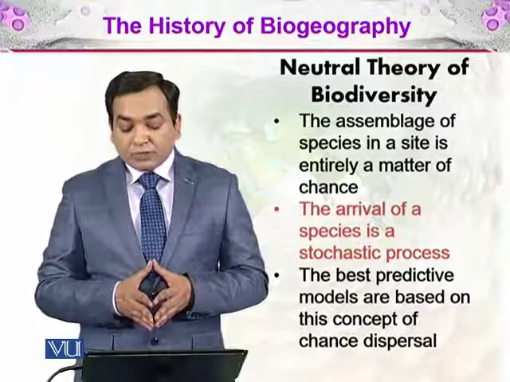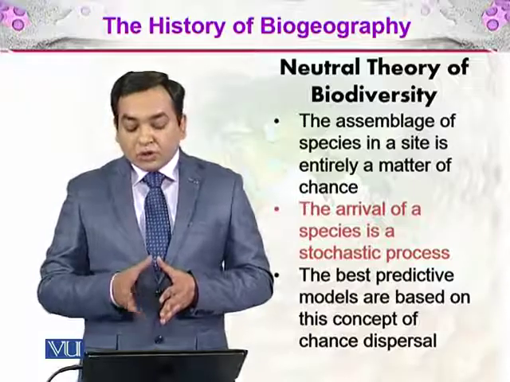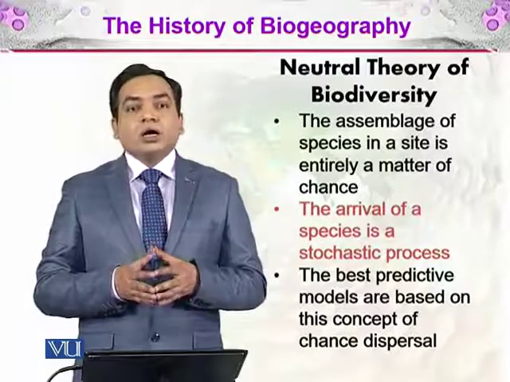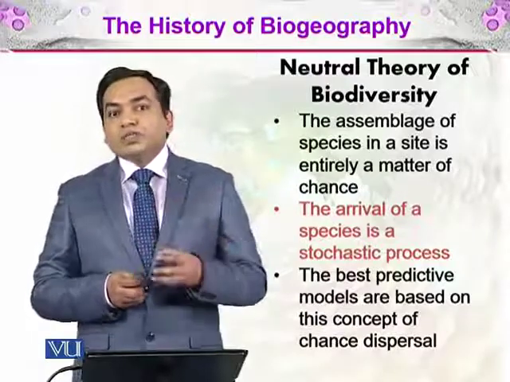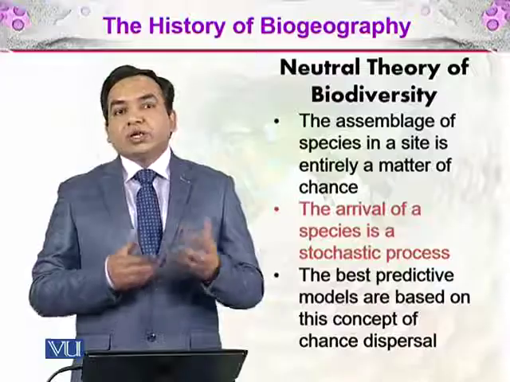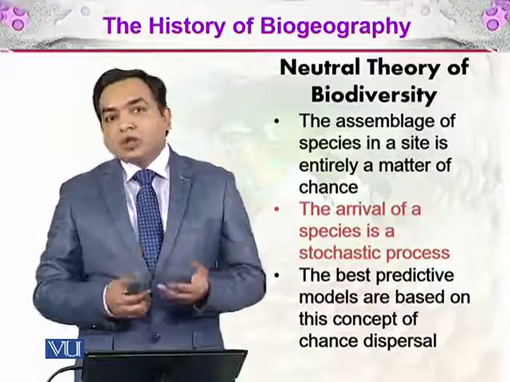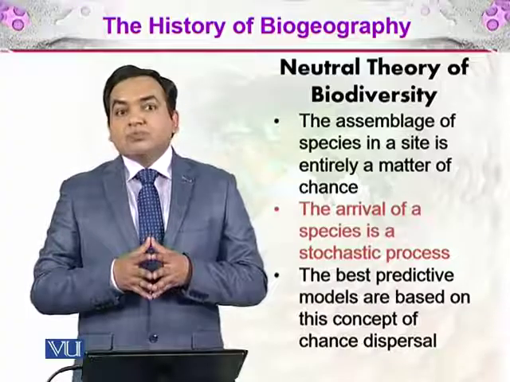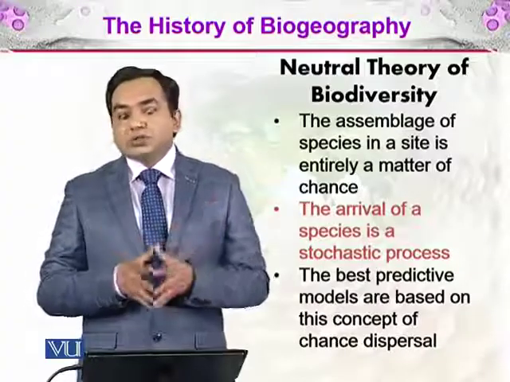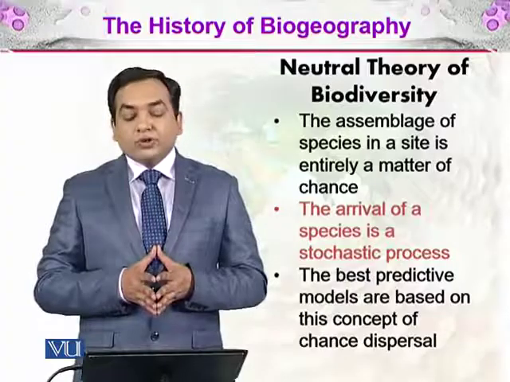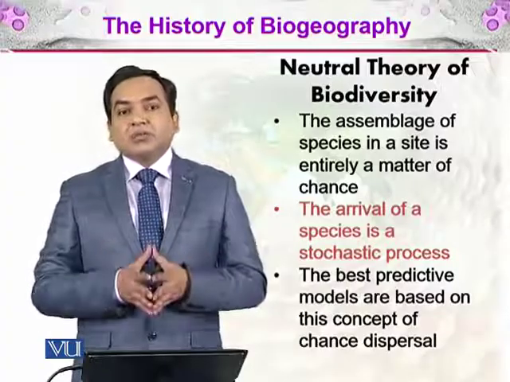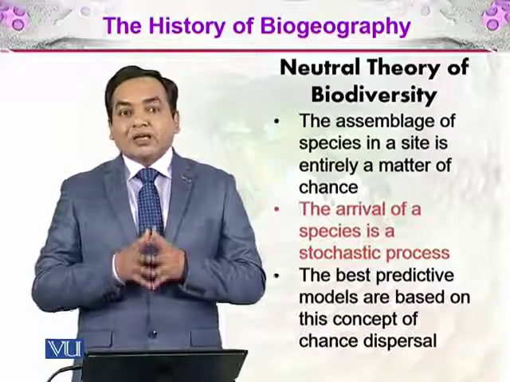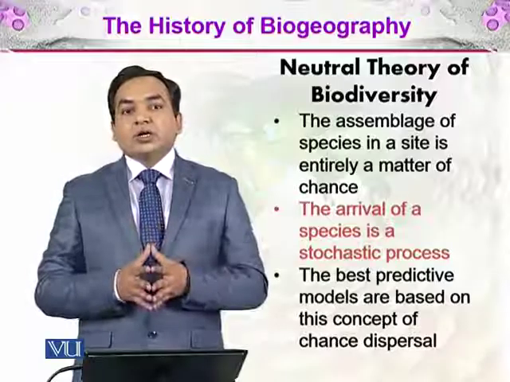And the best predictive models are based on this concept of chance dispersal. For example, if a tree disperses its seeds with the help of air, there is no cause that the seed will go to a particular place. This is something solely based on chance, and the neutral theory of biodiversity explains that all the ecosystems that develop are entirely stochastic. That means they are based on chance.